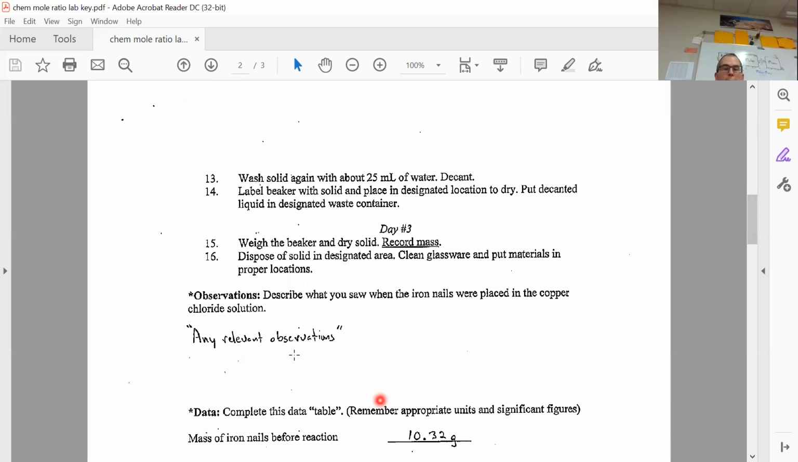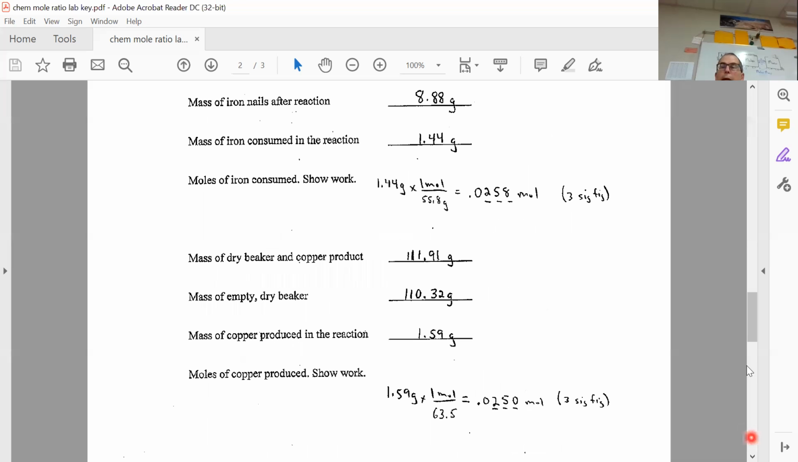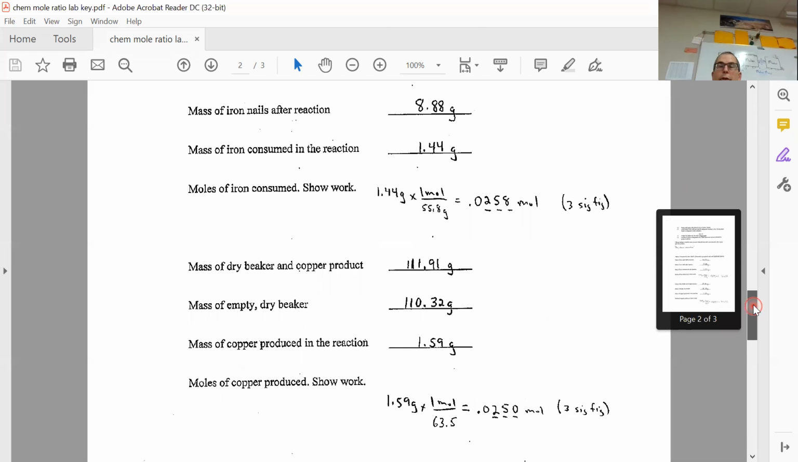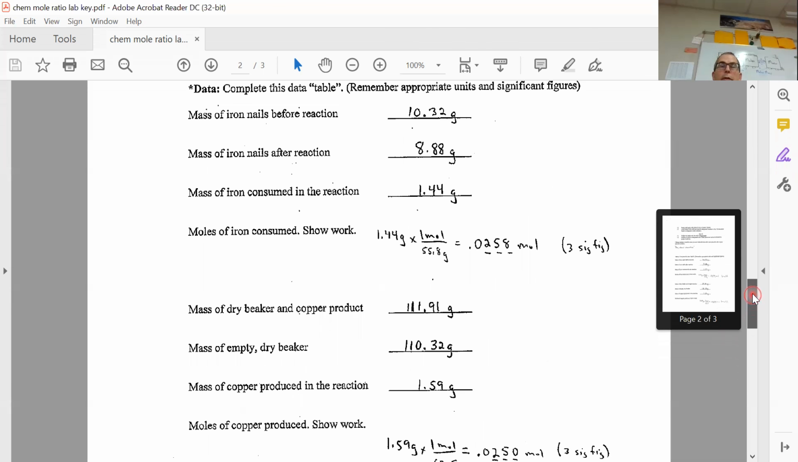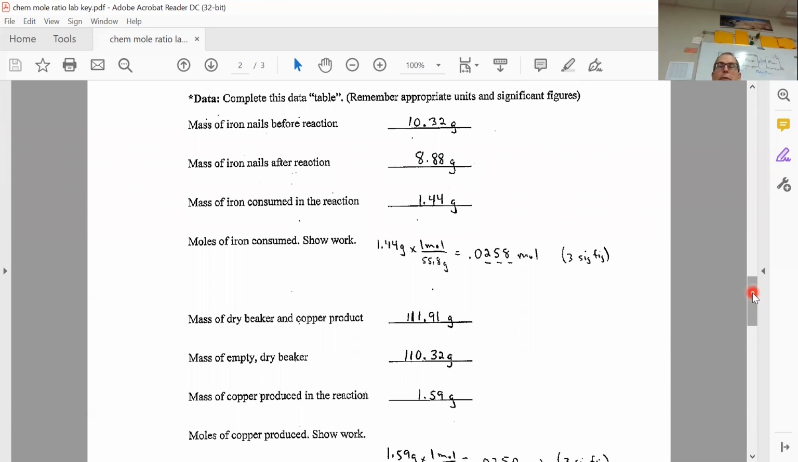This question here, observations, this is really any irrelevant observations from the end of day 1 or beginning of day 2. Let's look at our data and just make sure we understand how we got that. So we're asked to work with iron nails, and they weigh 10.32 grams. I put it in this solution, it ate away at the nails, so they weighed less, and how much iron was consumed would be the difference in the nails. So I subtract that, I get 1.44.